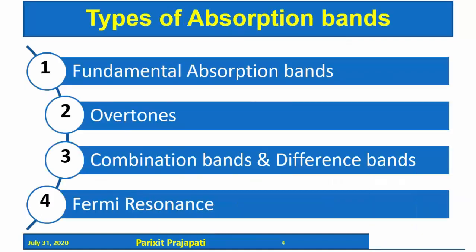Basically, 4 to 5 types of absorption bands are observed. One is known as fundamental absorption bands, another one is known as overtones, then combination bands, difference band, and Fermi resonance. So we will discuss one by one what kind of absorption bands are there.